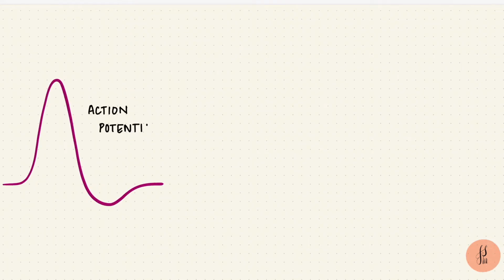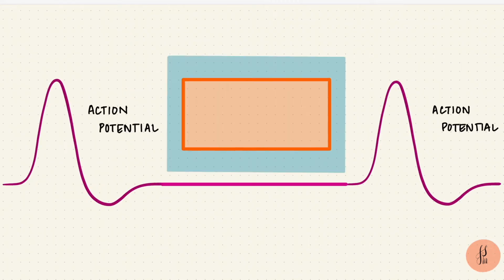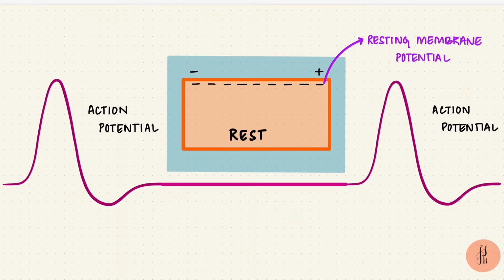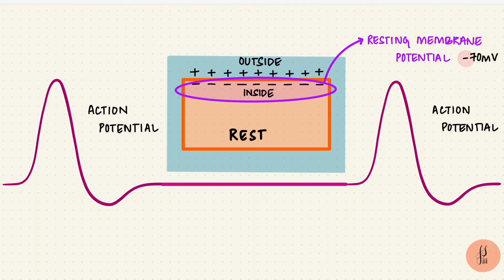In between the action potentials, the neuron is said to be at rest. So the membrane potential during this state of rest is called the resting membrane potential. This is the potential difference across the membrane, the inside compared to the outside. So the outside is used as reference, and the numbers we talk about are on the inside of the cell near the membrane. For large nerves, that resting membrane potential is around negative 70 millivolts. So the inside is more negative compared to the outside.